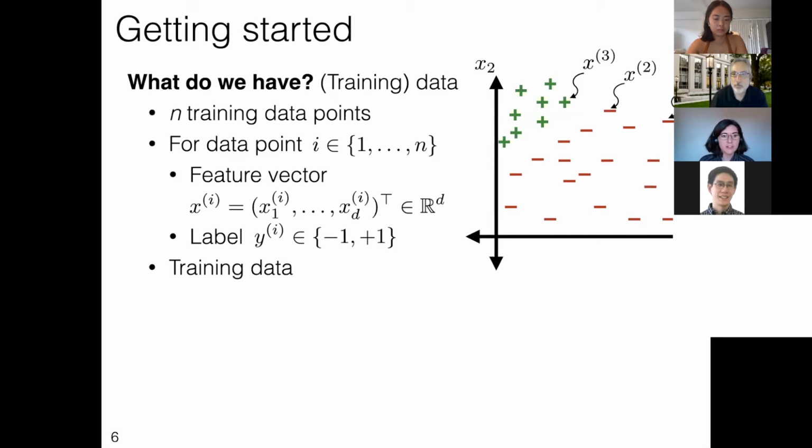Okay, so this is all called our training data, and we're just going to give it a name. We're going to call it DN. So DN is going to represent all of the training data. Each data point is a pair. It's got the feature vector and the label, the X and the Y. And then we collect all of these pairs into our set of training data, DN.